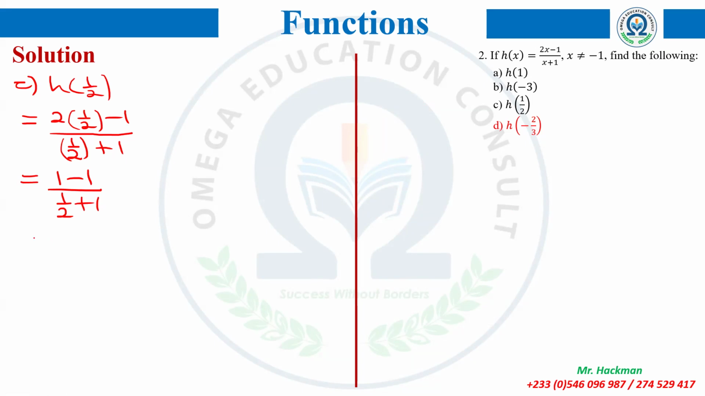Okay, so this in effect is going to give you numerator becomes 0. Denominator will be 1 plus half, which gives us 1.5, which is the same as 3 on 2. Am I right? However, we know 0 over any number is what? Zero over any number is 0. Any number over 0 is what?